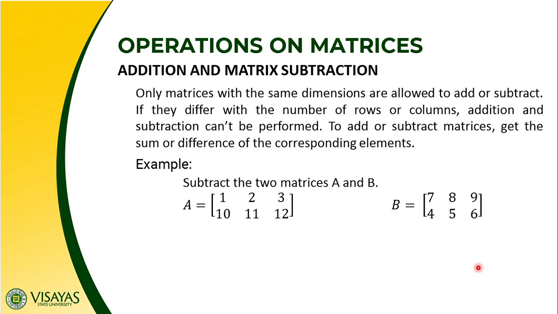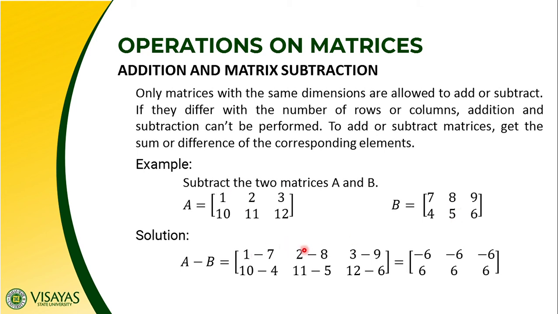So for subtraction, similarly to addition of matrices, they should be of the same dimension again, and you just get the difference of the corresponding elements. Here, we get the difference of 1 and 7, 2 minus 8, 3 minus 9, 10 minus 4, 11 minus 5, 12 minus 6. And the resulting matrix or the difference of matrix A and B is a matrix containing elements negative 6, negative 6, negative 6, 6, 6, 6.